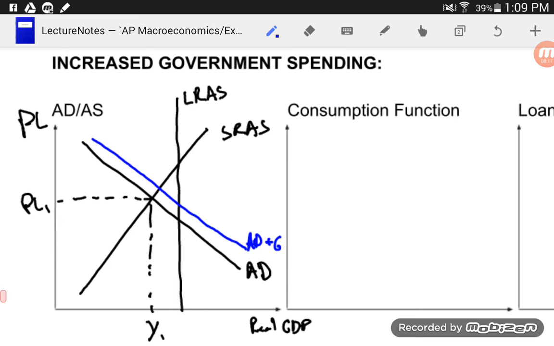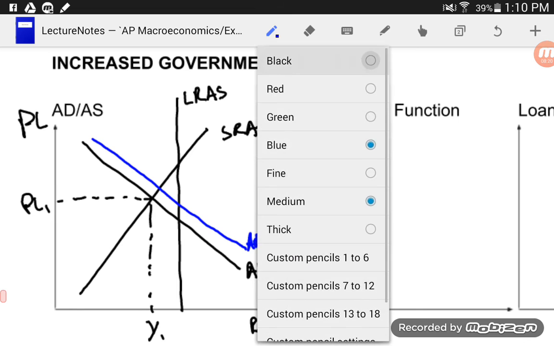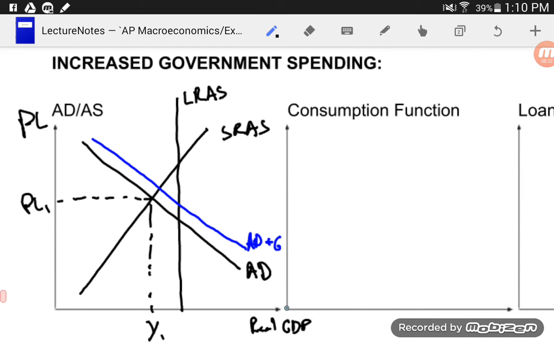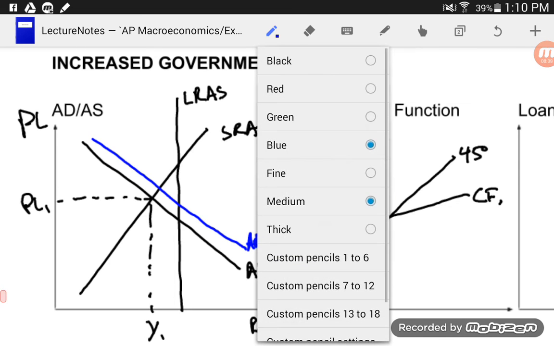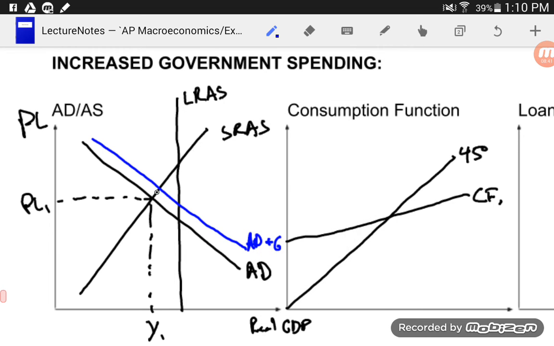However, because of what we have over here on our consumption function, draw this in again, 45-degree line. We had our consumption function, which had dropped a little bit. Oh, you know what? I forgot to label my... Oh, that's okay. I'll come back to that. No, I won't.